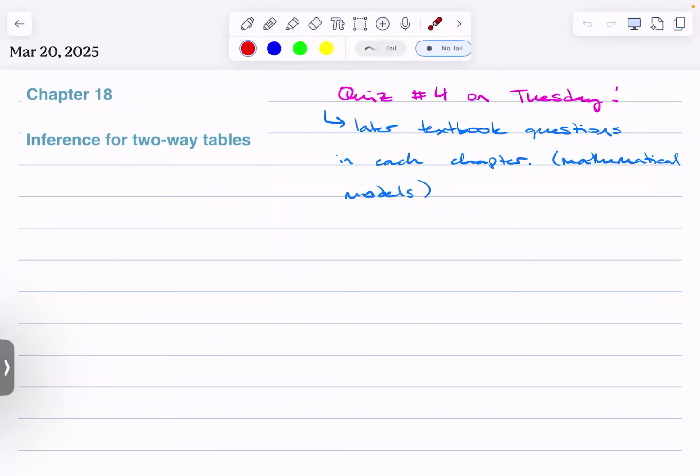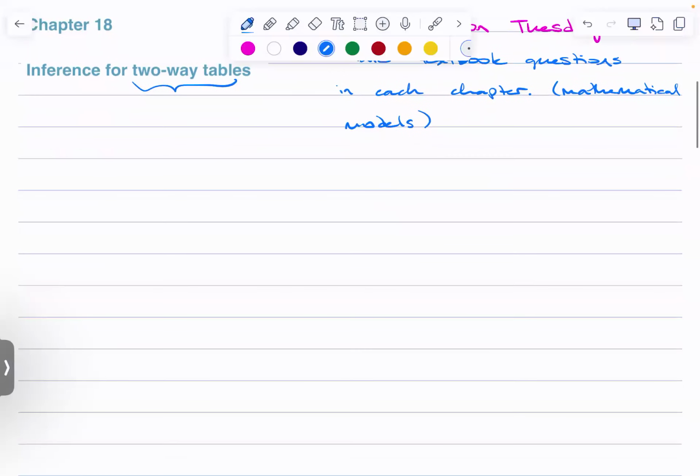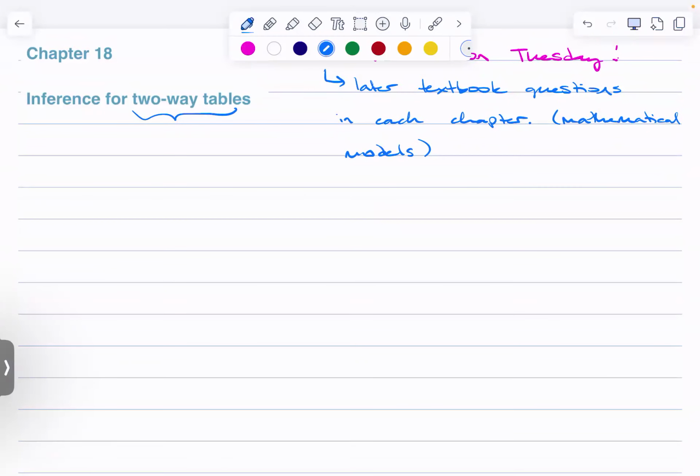A two-way table. Let's start there. Inference still means hypothesis testing and confidence intervals, but for two-way tables, we're only going to do hypothesis testing. Now, a two-way table looks like this. It looks like two categorical variables.